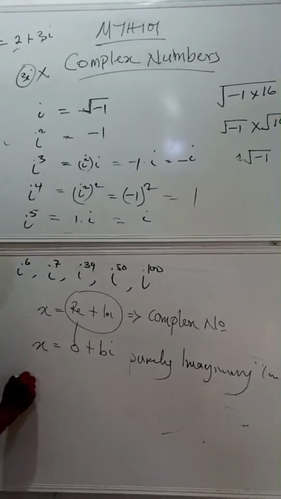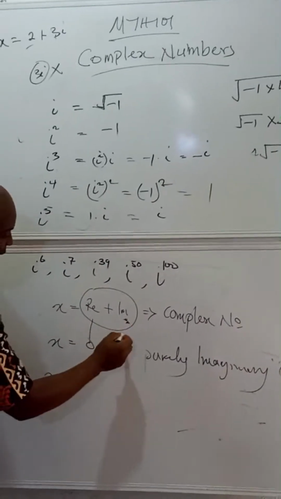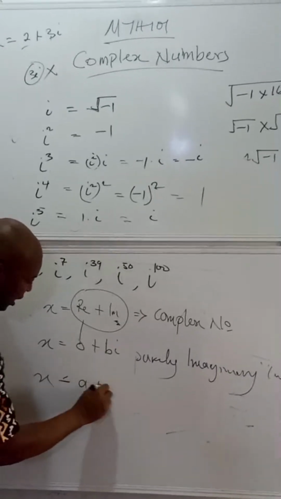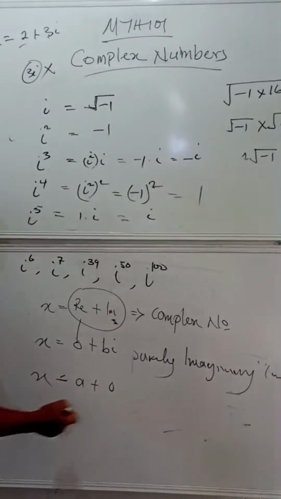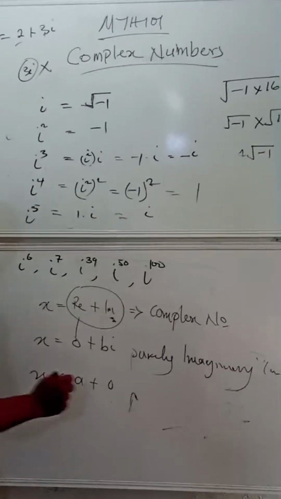Now, a complex number where the imaginary part is 0, meaning you have maybe a plus 0, is called a purely real complex number.